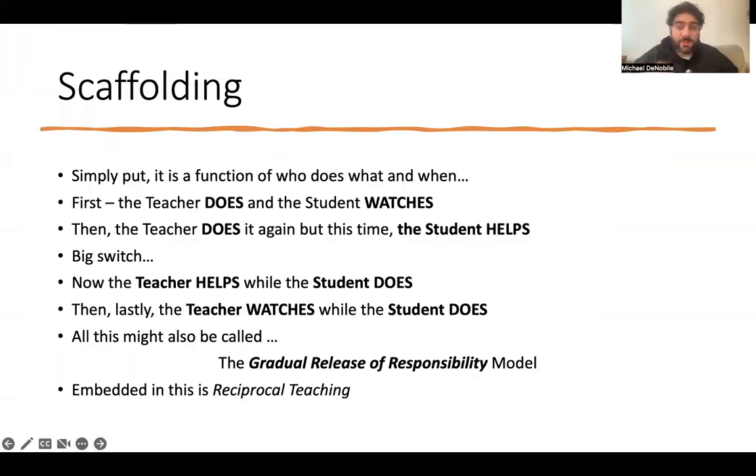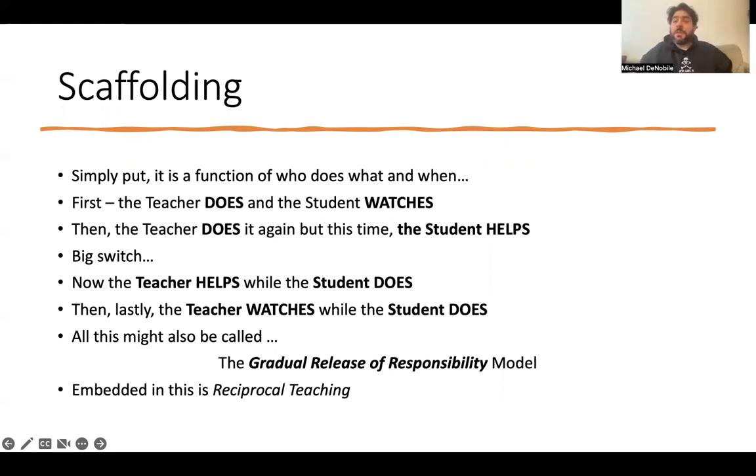The zone of proximal development is where we get our concept of scaffolding, which, if you're going to be teachers, this is everything. Scaffolding relates to differentiated instruction. How are you going to scaffold for individual students depending on where they're at? This is also known, as you see further down the line, as the gradual release of responsibility model. But in essence, it's a function of who does what and when they do it.